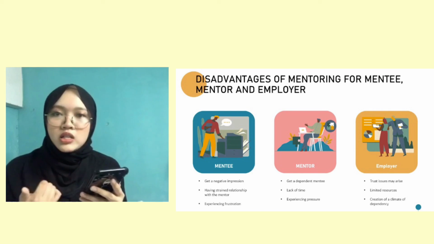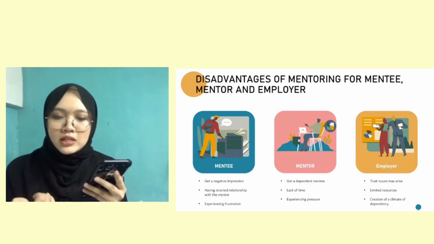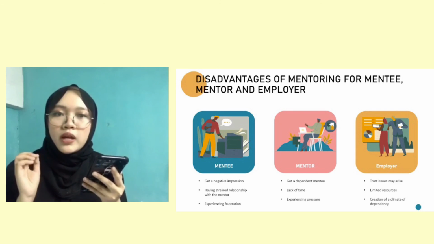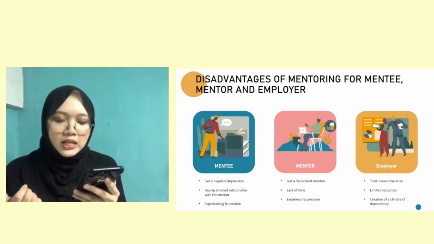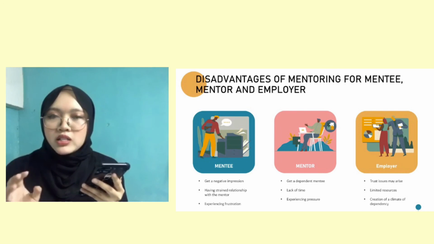The employer will also receive some negative impact from the mentoring program. Firstly, trust issues may arise, and they will also experience limited resources, which means that they will have less qualified human resources to become a mentor. Lastly, a climate of dependency culture will be created.